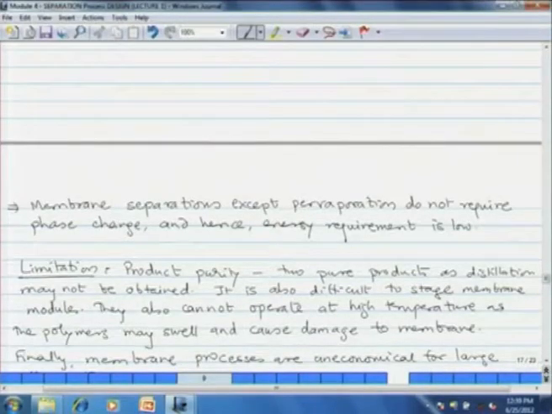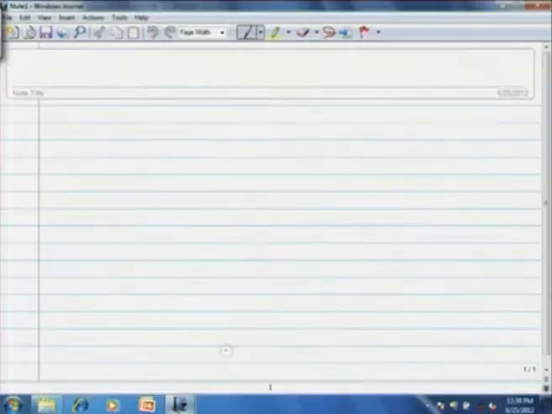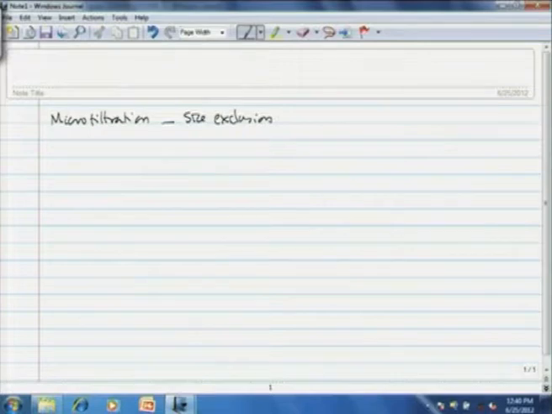Now, I will give you some common membrane processes and the size classification. For example, microfiltration. Microfiltration works on size exclusion. The operating mechanism is size exclusion, and the pore size is something like 5 into 10 to the power minus 8 to 5 into 10 to the power minus 6 meters. Then ultrafiltration.